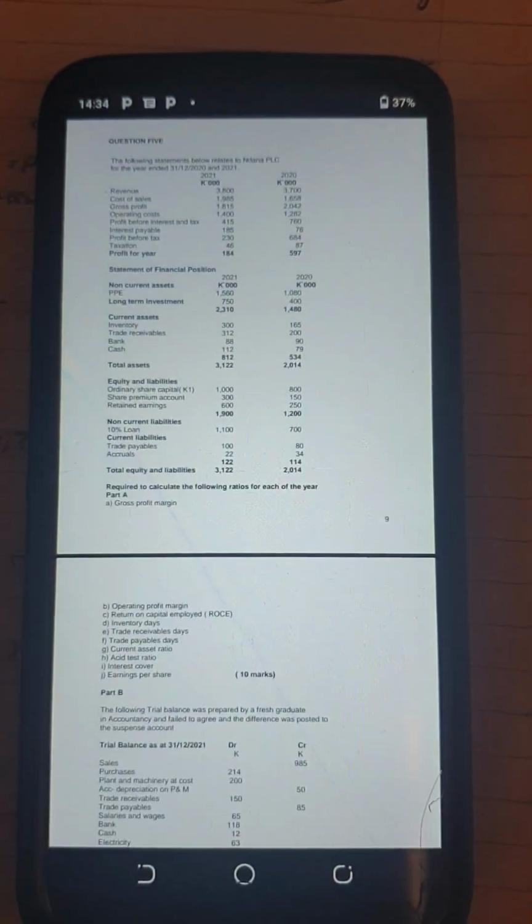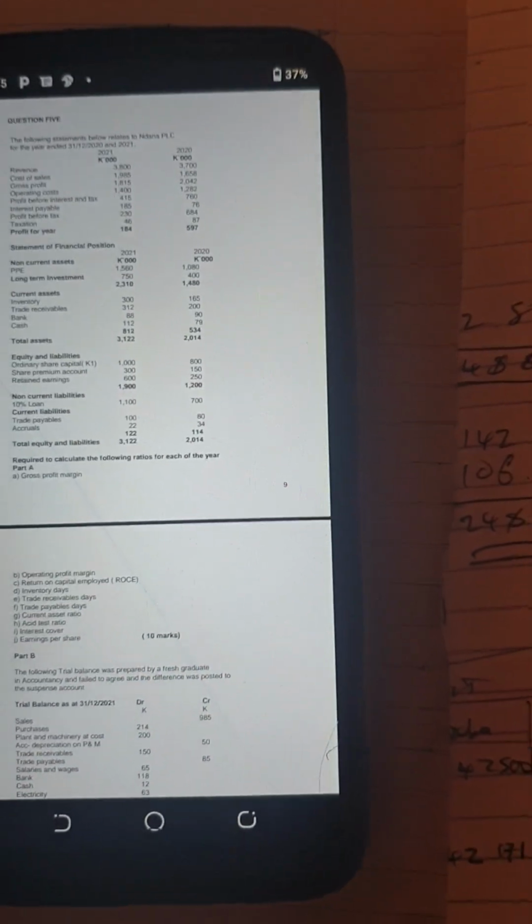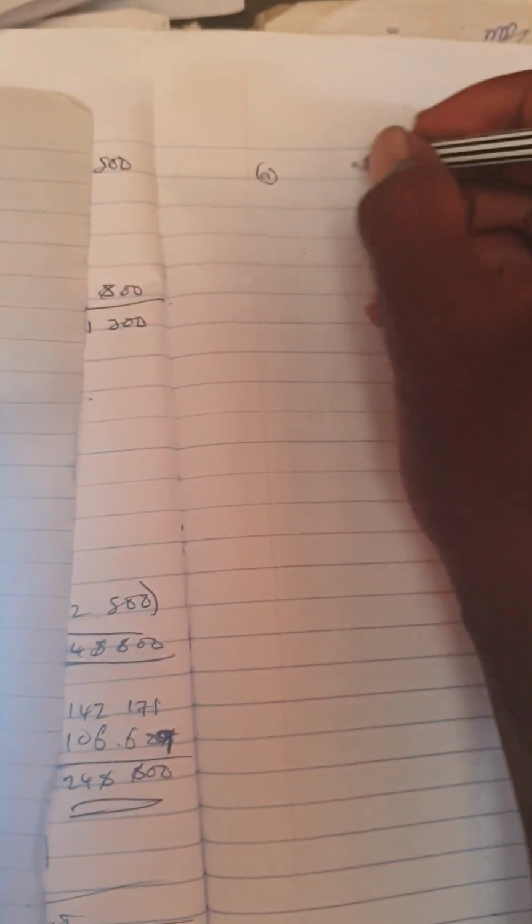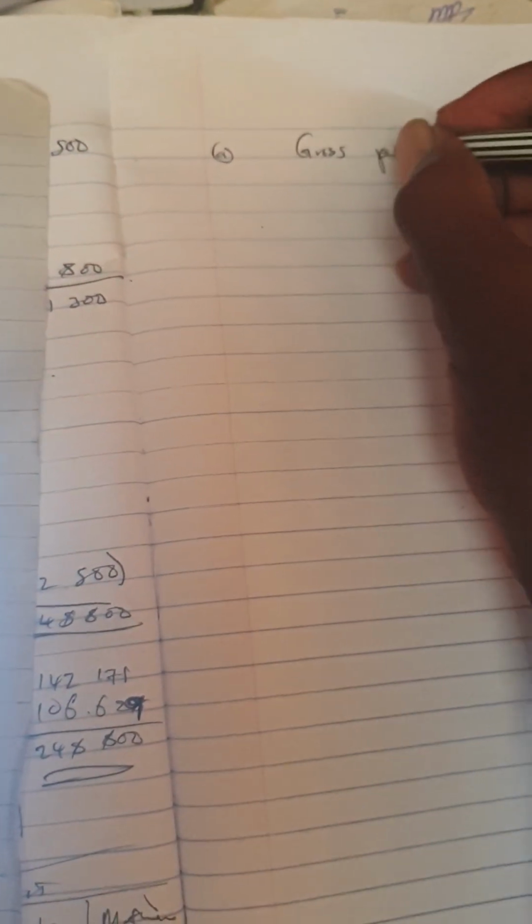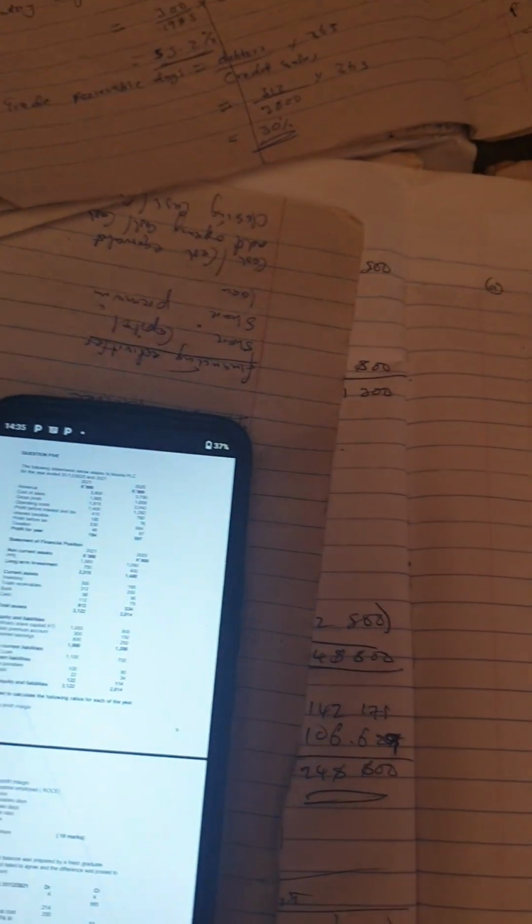Yeah, so the first question is asking us to calculate gross profit margin. The gross profit margin is equal to the gross profit divided by revenue times 100%. That's the formula. So with this topic, you're just going to get figures directly.